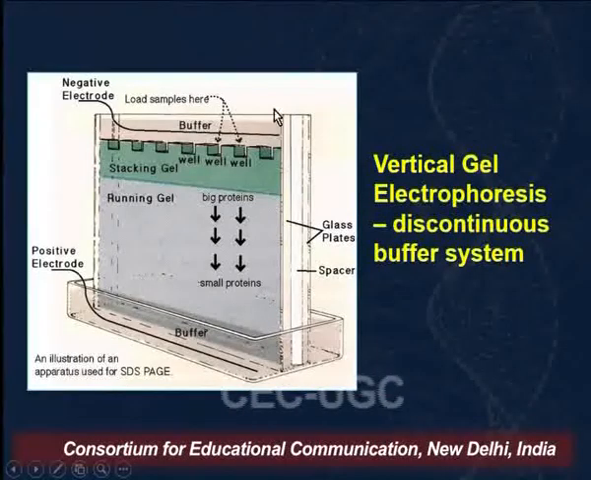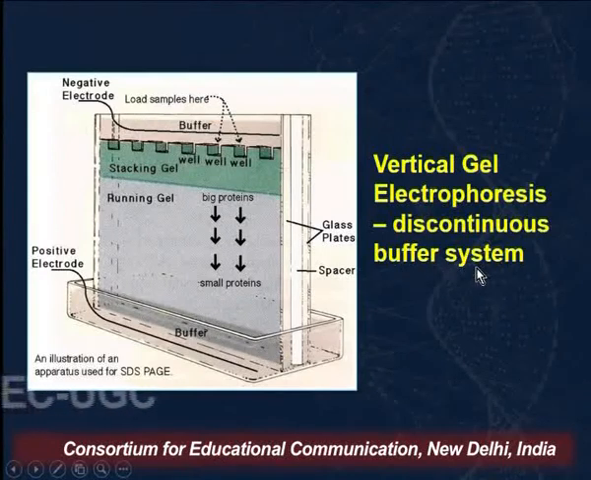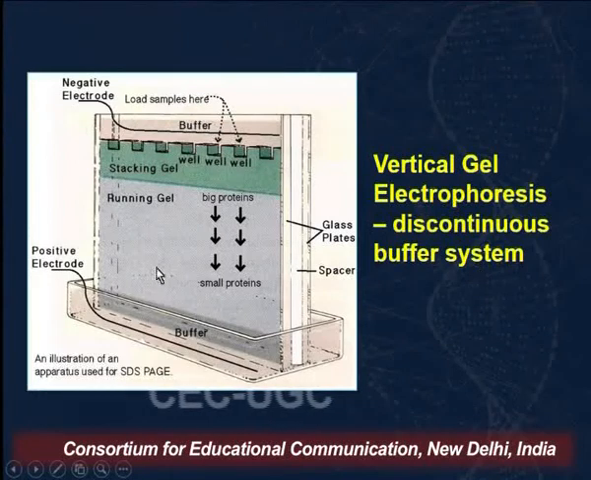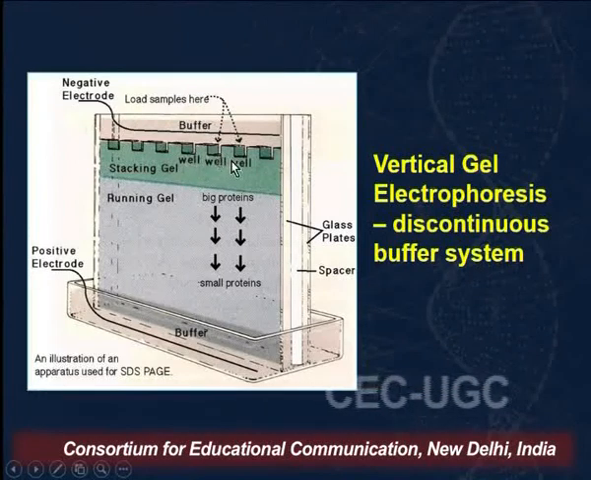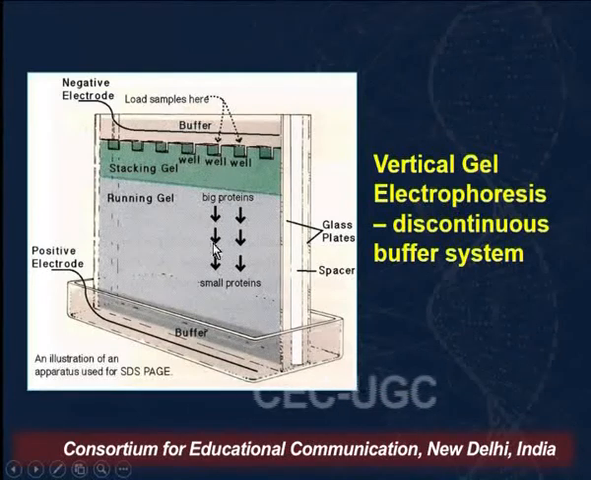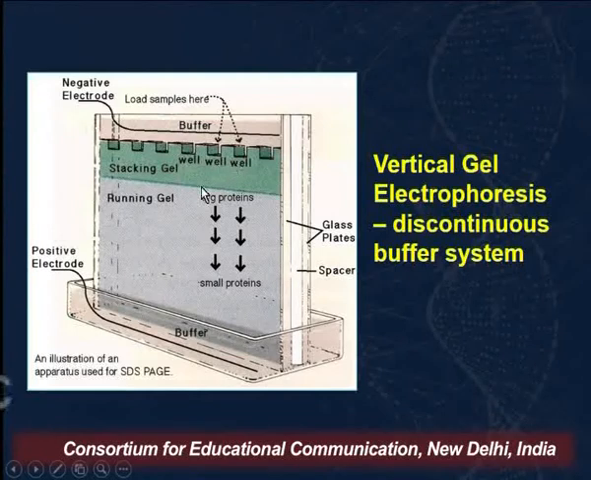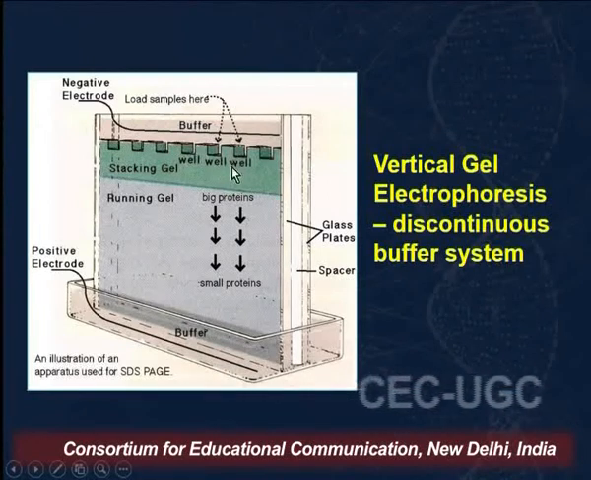This is the buffer system it shows, and this is a vertical gel electrophoresis I said, and it utilizes a discontinuous buffer system. So discontinuous buffer system is that you can observe that there are two different kinds of gels which are used here. One is called a stacking gel and another is called a resolving gel. So this vertical gel has two different gels where the concentration of bisacrylamide and acrylamide are different and the pH is a little different. So this is why, because when you add the proteins, they all stack together.